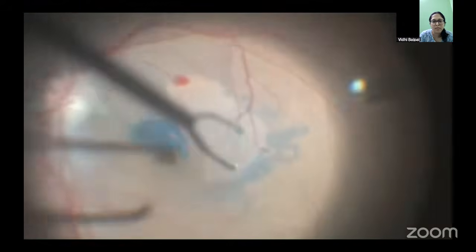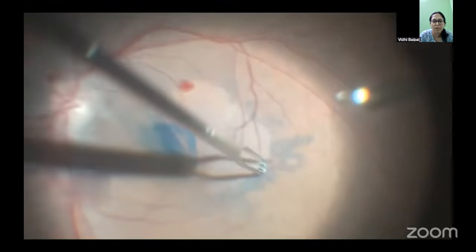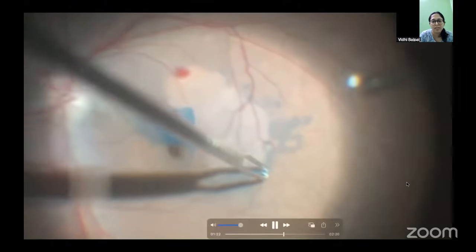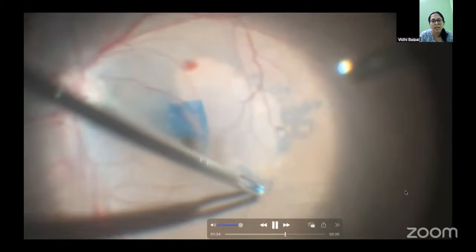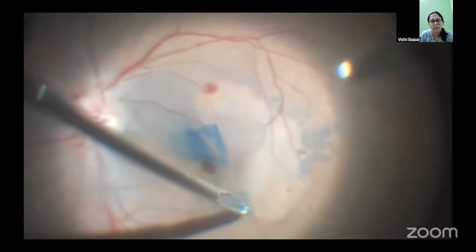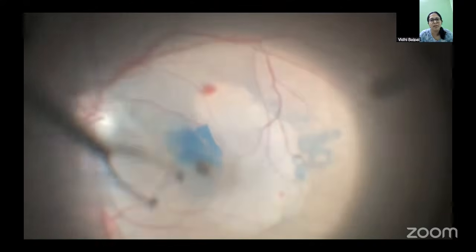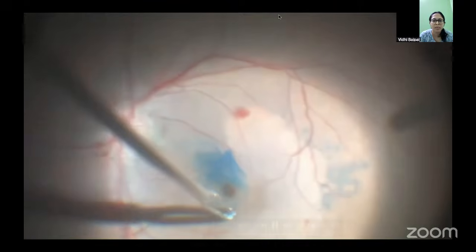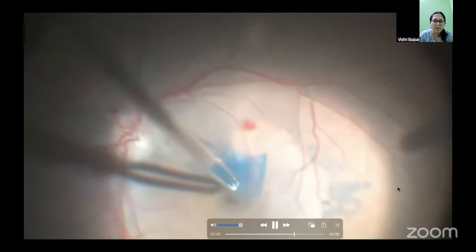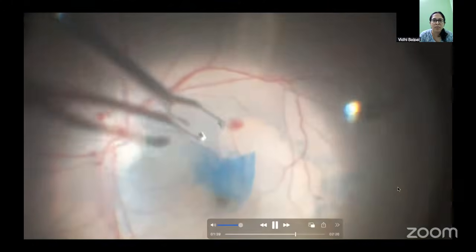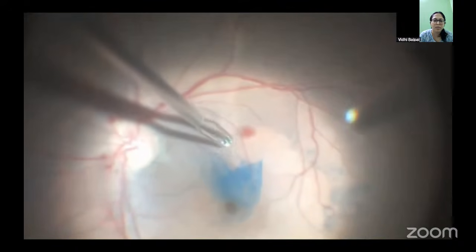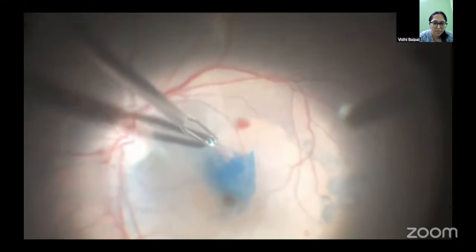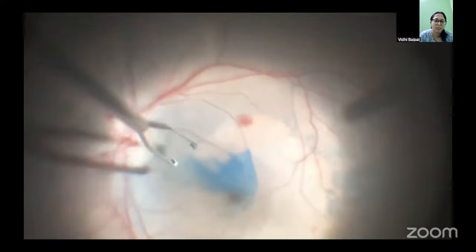So the size of the flaps, I try to start peeling at least one disc diameter away from the macula and try to make the flaps of around that length at least. The width may be different, but we try to get at least four flaps or more. So more flaps would be thinner, so there is a little bit of risk of them breaking when they get to the edge of the macula. So I do try to complete this in four flaps, but here I think I've made around five or six in this particular video.